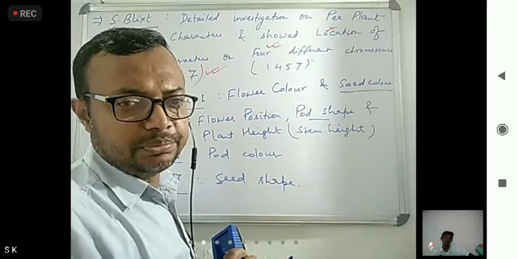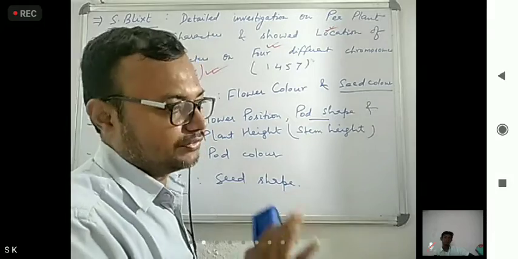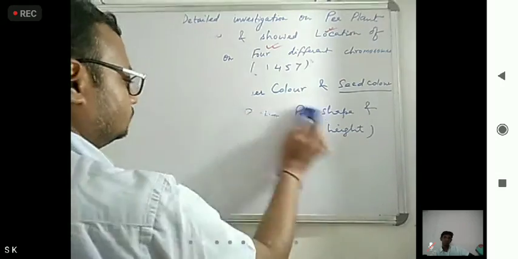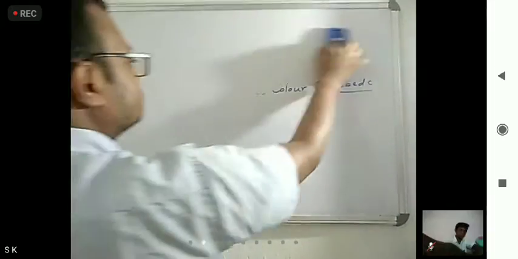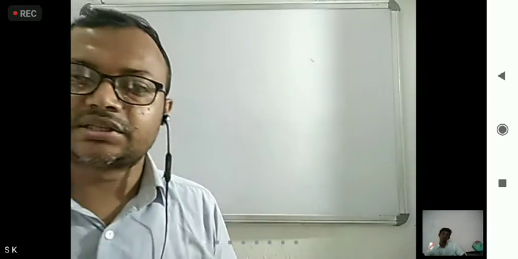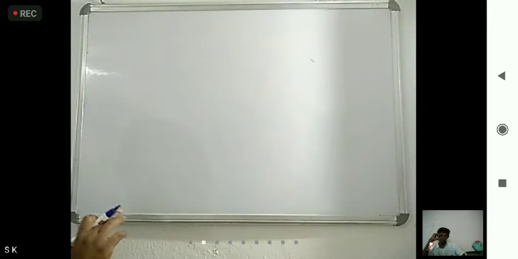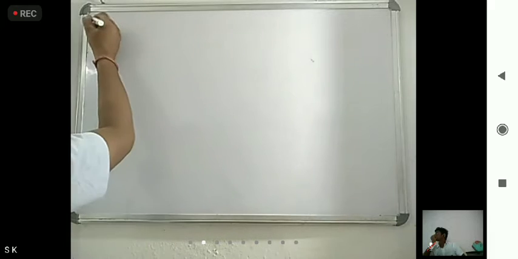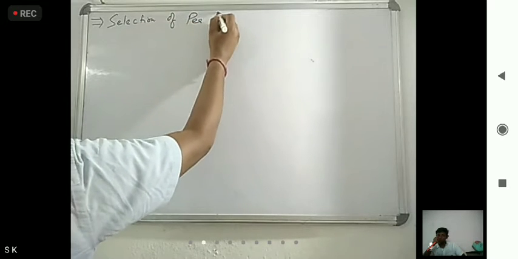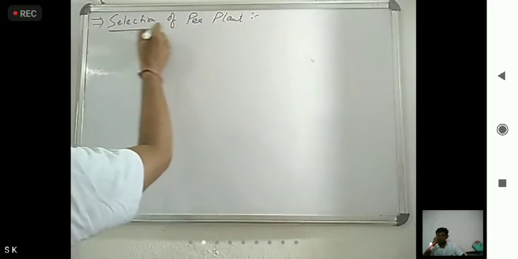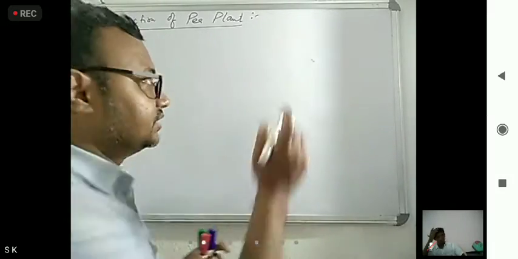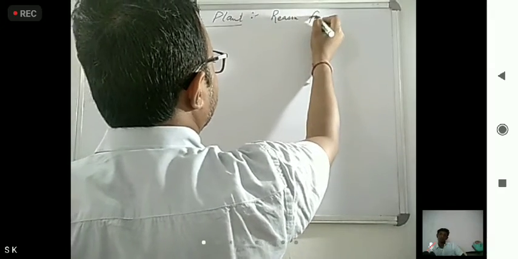Mendel chose this pea plant for some scientific reason. What was the reason? That we have to see now. Now we have to come to the selection of pea plant. What is the reason behind this selection of pea plant? Reasons for selection.